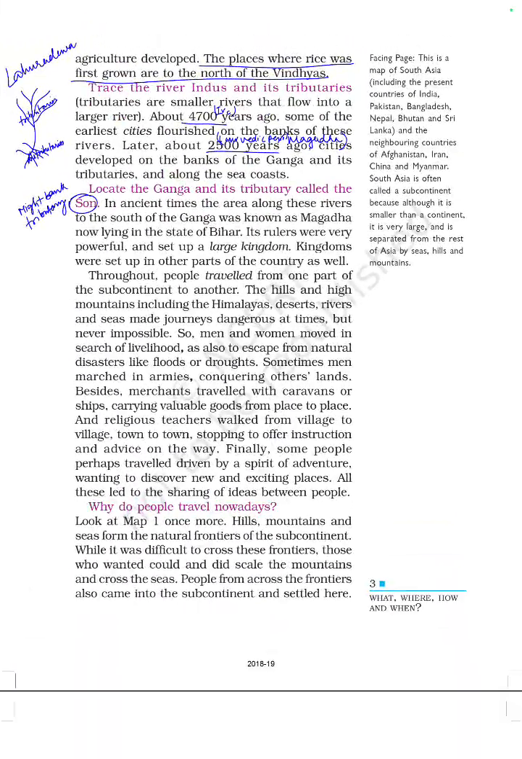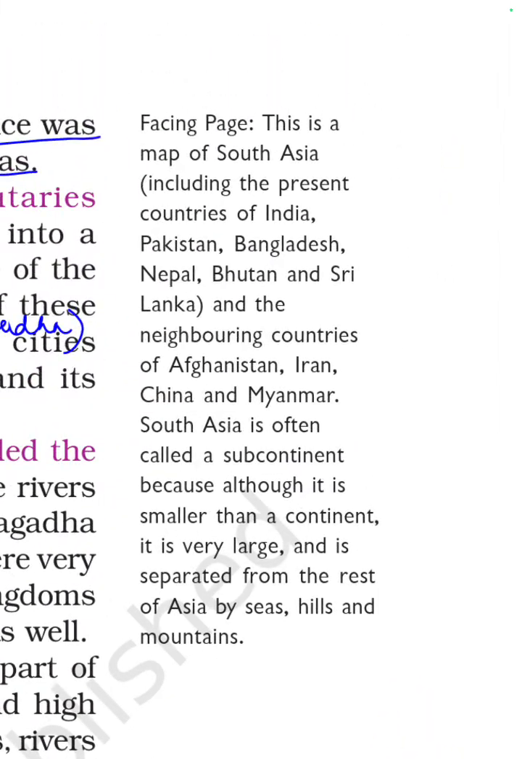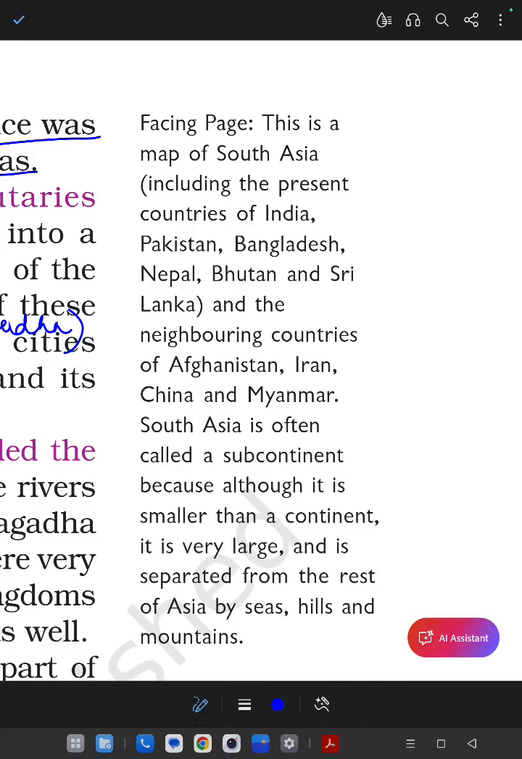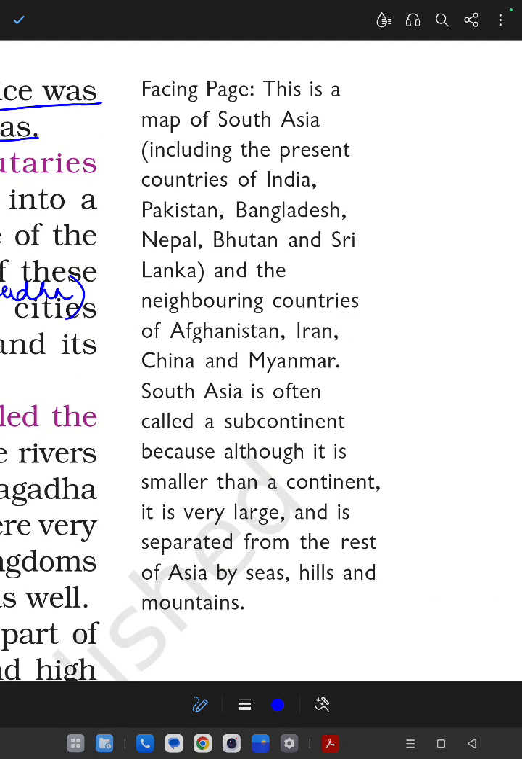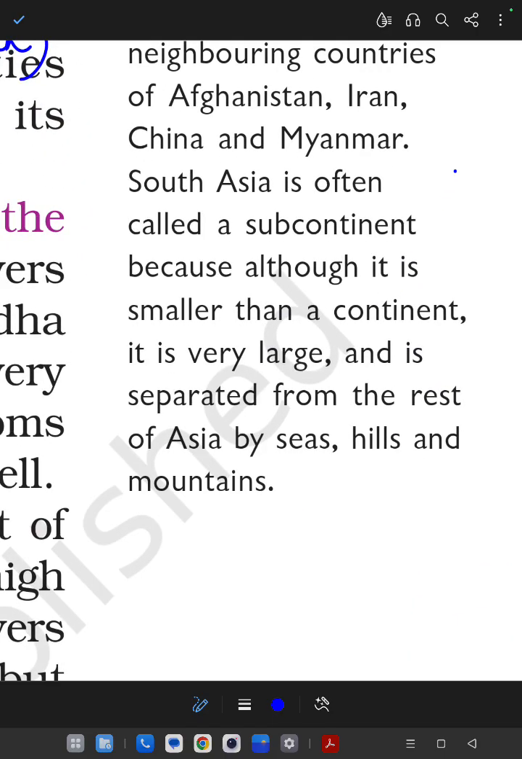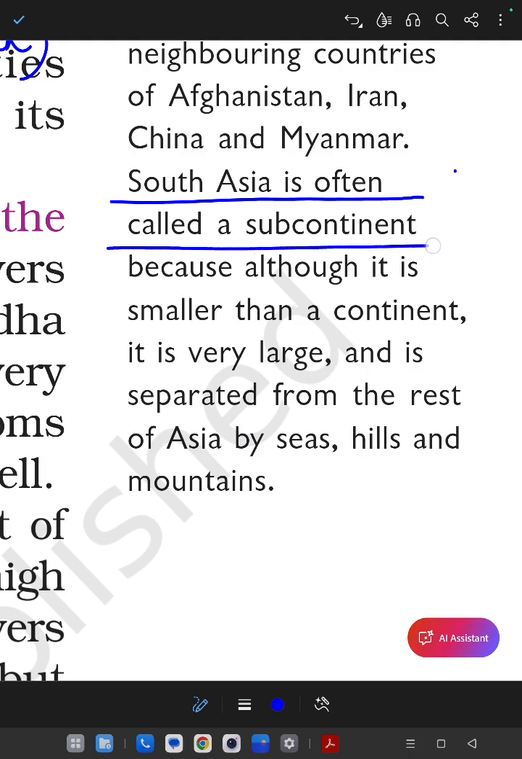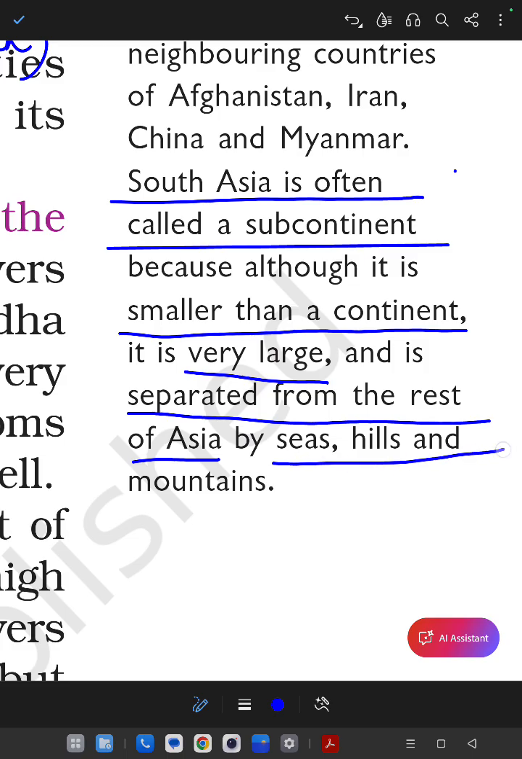Okay, so now also see this one. Maybe it will have some interesting facts. This is a map of South Asia, including the present countries of India, Pakistan, Bangladesh, Nepal, Bhutan and Sri Lanka, and the neighboring countries of Afghanistan, Iran, China and Myanmar. South Asia is called a subcontinent. South Asia is often called a subcontinent because although it is smaller than a continent, it is very large and is separated from the rest of Asia by seas, hills and mountains.